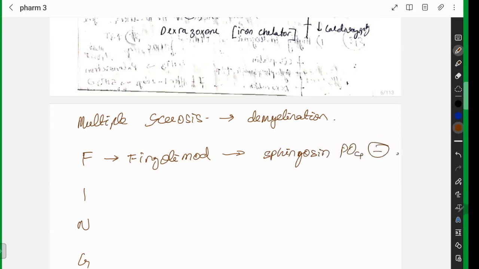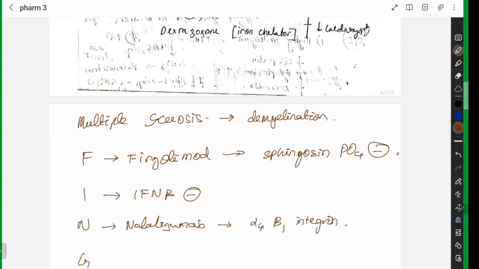This is going to prevent the release of lymphocytes into your brain. Number two, you go for interferon beta inhibitor. Interferon beta inhibitors will be decreasing the expression of inflammatory cells. Number three, you're going to write it down, natalizumab. What is natalizumab? Natalizumab is an alpha 4 beta 1 integrin inhibitor. So this is going to prevent lymphocyte entry into the brain.